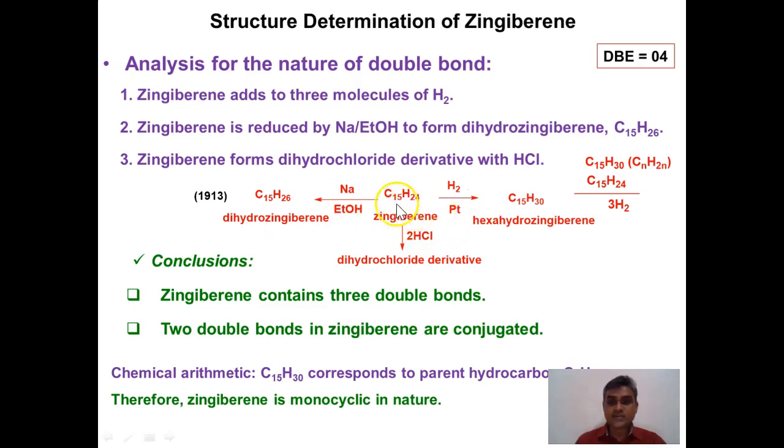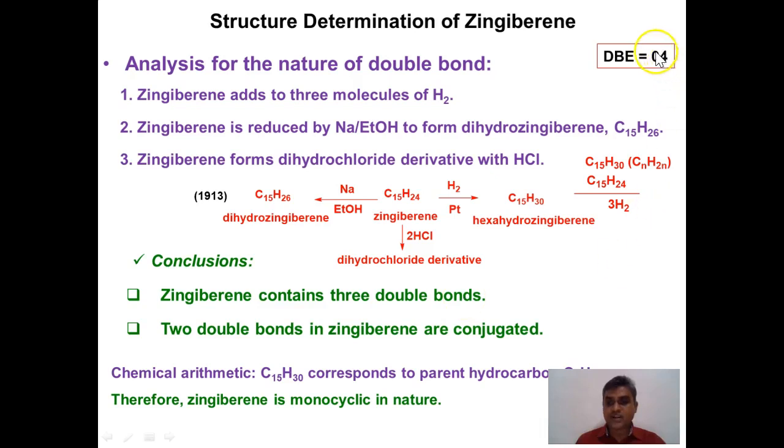The first experiment is the hydrogenation experiment. Gingiberine is subjected to hydrogenation in the presence of a platinum catalyst, and we get C15H30, which is called hexahydrogingiberine. If we subtract the molecular formula of gingiberine from the hydrogenation product, we find that 3 molecules of hydrogen are added. It means that during hydrogenation, gingiberine has consumed 3 molecules of hydrogen. The consumption of 3 molecules of hydrogen confirms that gingiberine contains 3 double bonds.